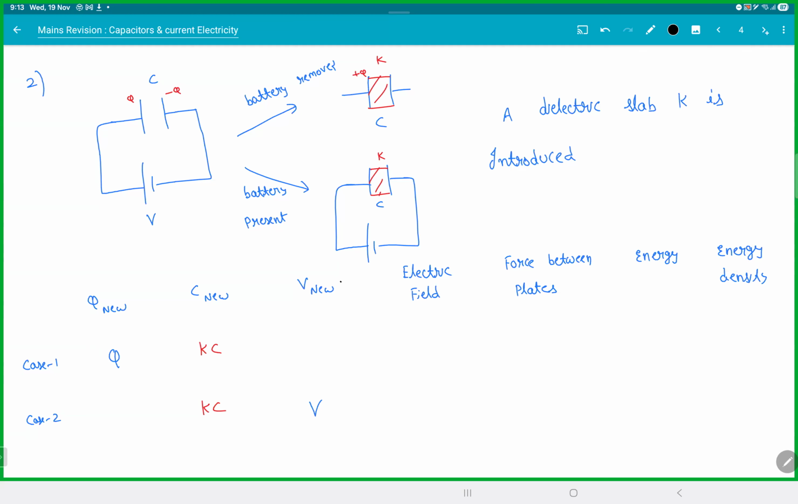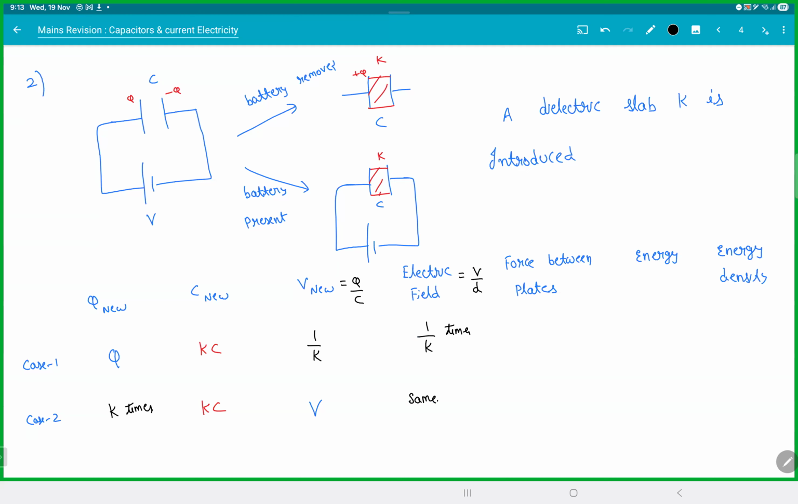So what is the voltage? Q by C, so this becomes 1 by K times. This charge becomes K times. Electric field is potential difference by distance. So here it will remain the same. Here potential difference became 1 by K, so this becomes 1 by K times.